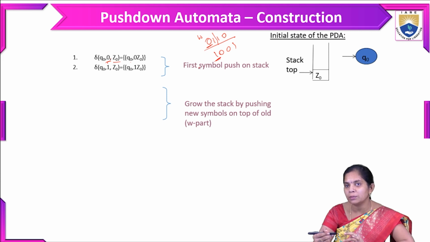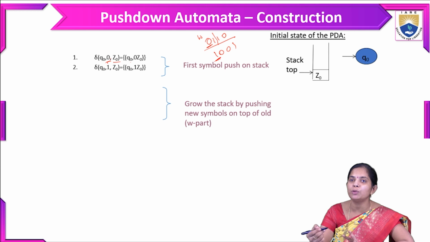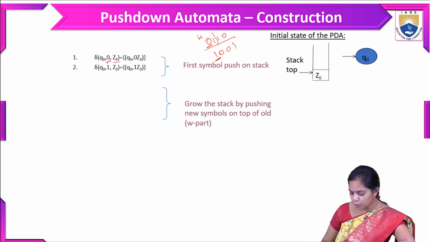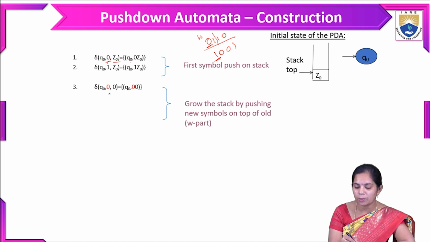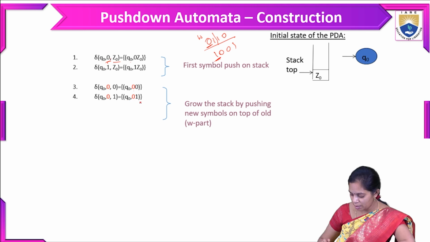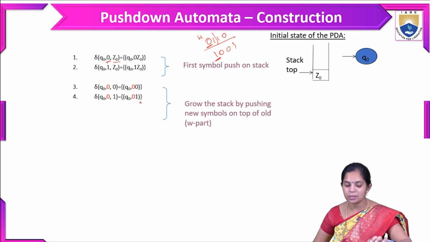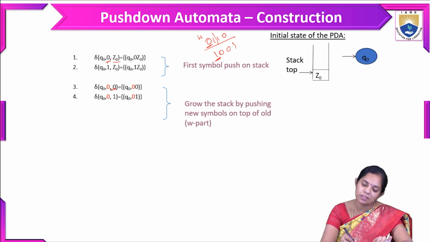We have to take the input symbols and push them into the stack. How to push? Here 0 is there, and already 0 is the top of the stack symbol. 0 we have to push. And one more case: 0 is the input and the top of the stack symbol is 1. Again we have to push that into the stack with 0, 1. And one more case, where the top of the stack symbol is different and the input symbol is the same.